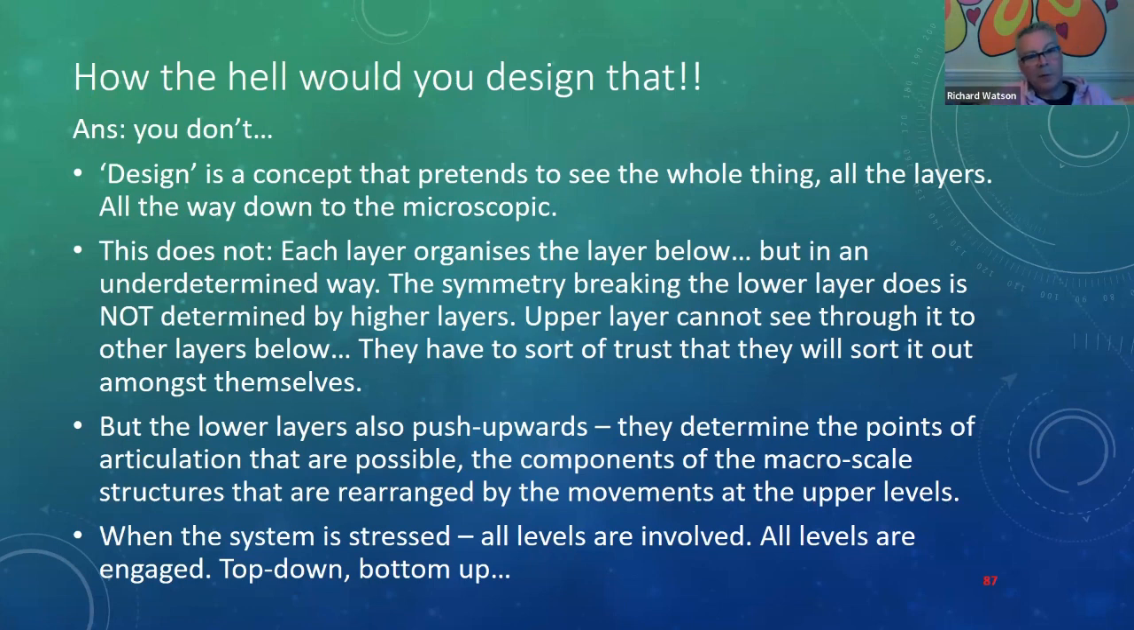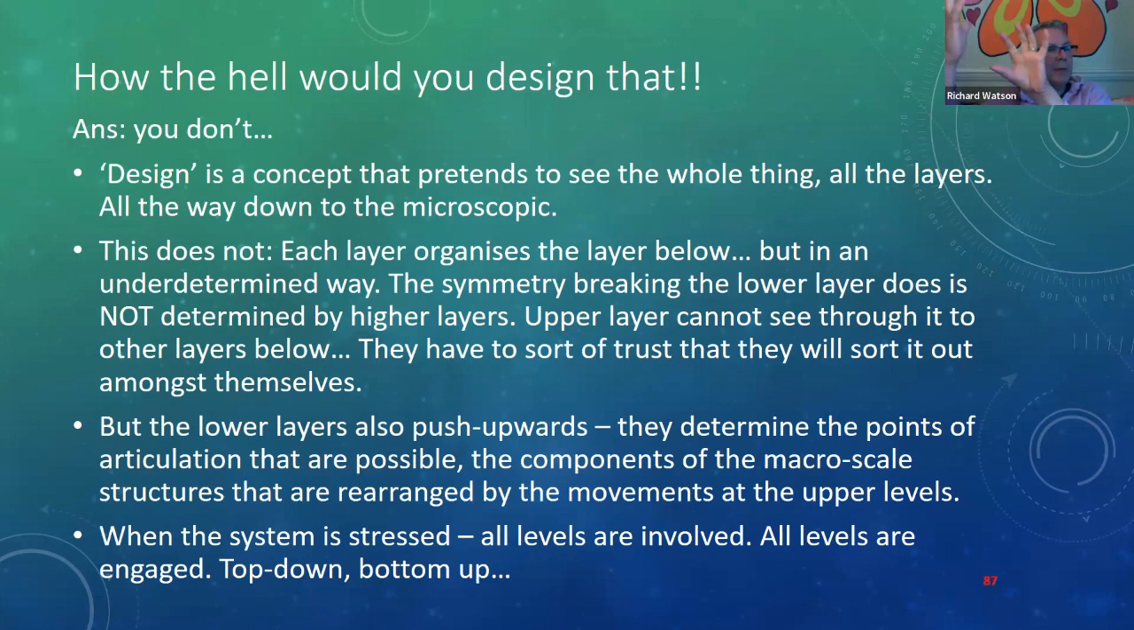But the lower layers also have to push upwards because they determine the points of articulation that are possible at the top layer. You can't just say, I'm going to turn half the head this way and half the head that way, and expect the skull and the brains and the blood vessels and tissues to sort it out, right? The kinds of articulation which are possible at the top level are also determined by the pushing back of the lower levels. They determine the movements which are possible at the upper levels, so that when the system is stressed, all the levels are involved.